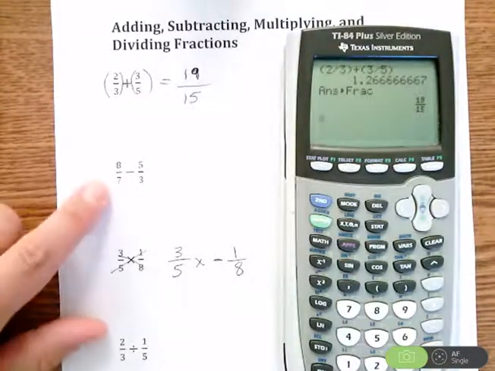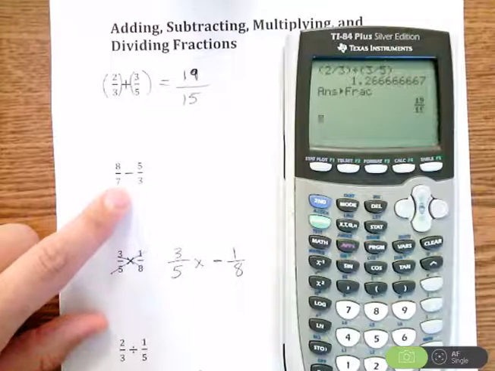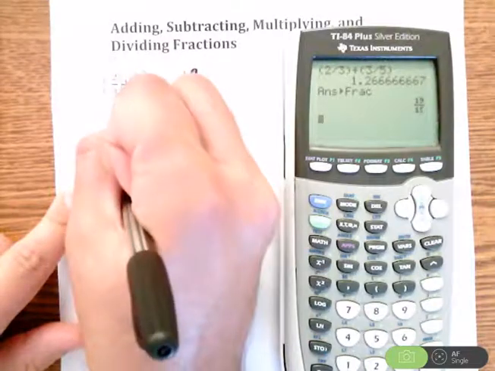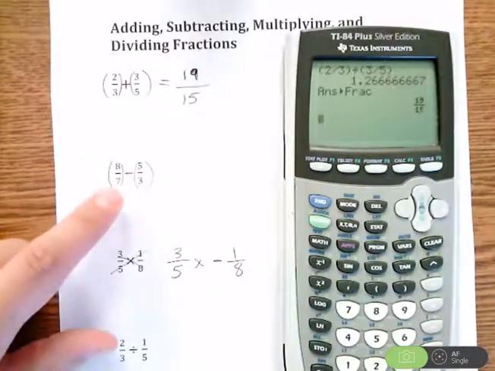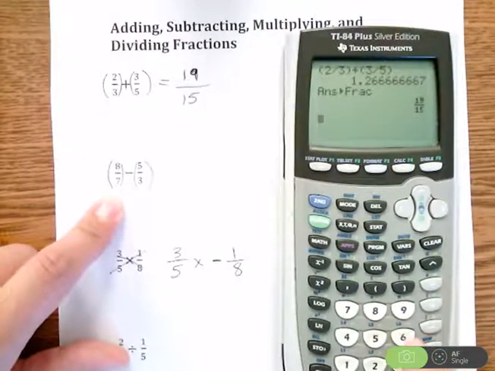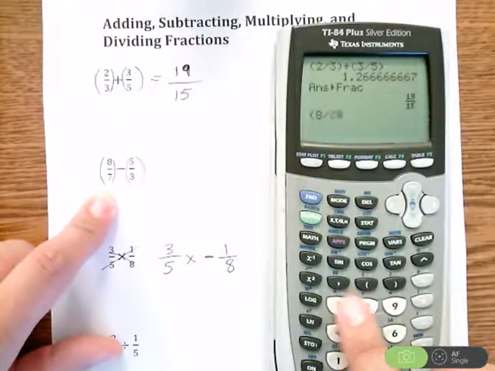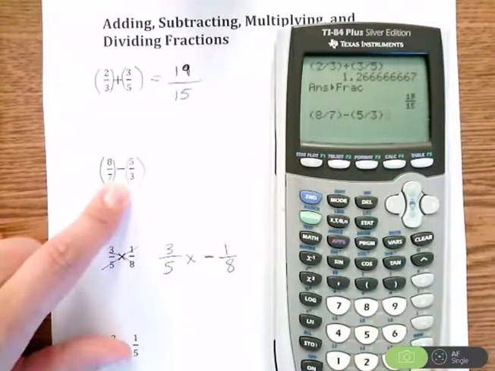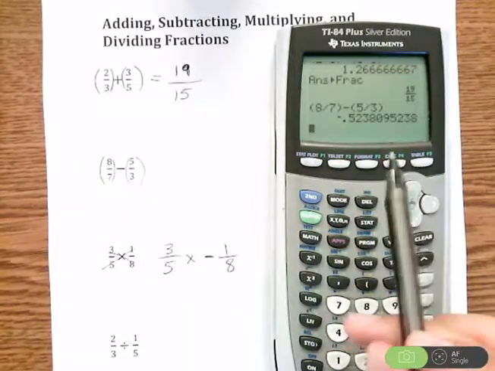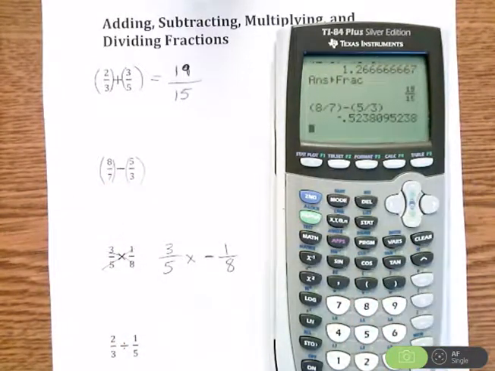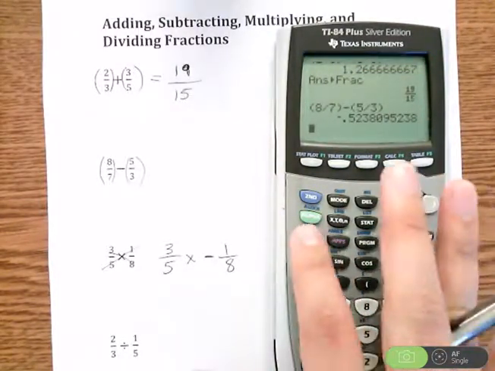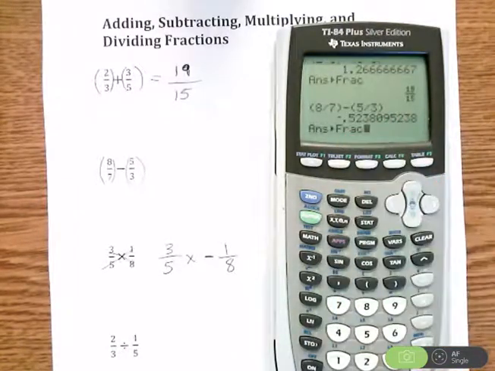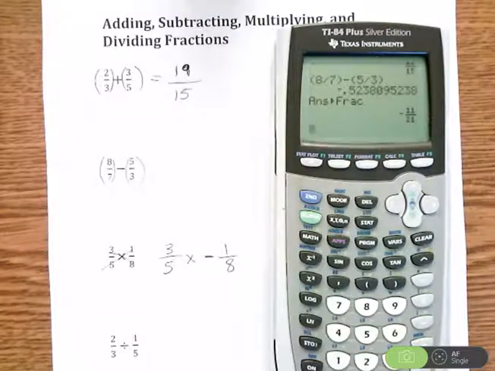So our next problem here, I have 8 over 7 minus 5 over 3. The middle sign here is a subtraction. So again, I'm going to go with the parentheses, and I'm going to type in exactly what I see here. Parentheses, 8 divided by 7, parentheses, minus, parentheses, 5 divided by 3, parentheses. And I get negative 0.5238. I have no idea what that fraction is. So again, don't change anything. Hit your math. Your first option is frac, and that's going to change this decimal to the most reduced fraction. And I get negative 11 over 21.